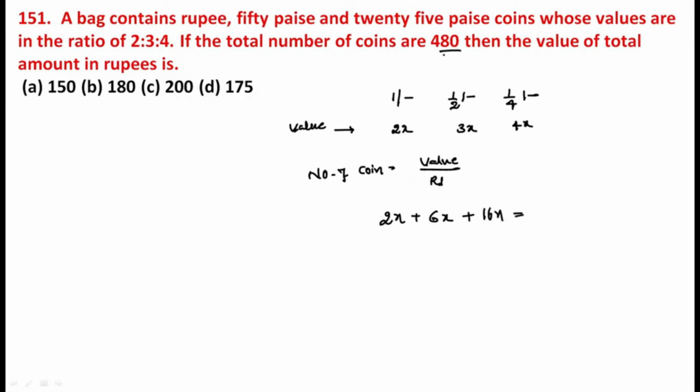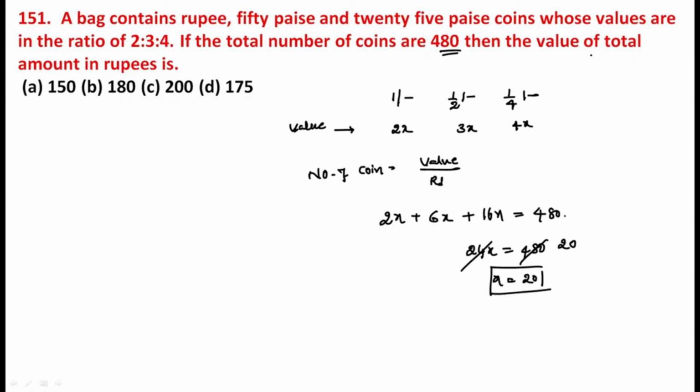So here the total number of coins are 480. Now the total number of coins 24x is equal to 480. The value of x is equal to 24 ones are 24, 24 twos are 48. Now the value of x is equal to 20.